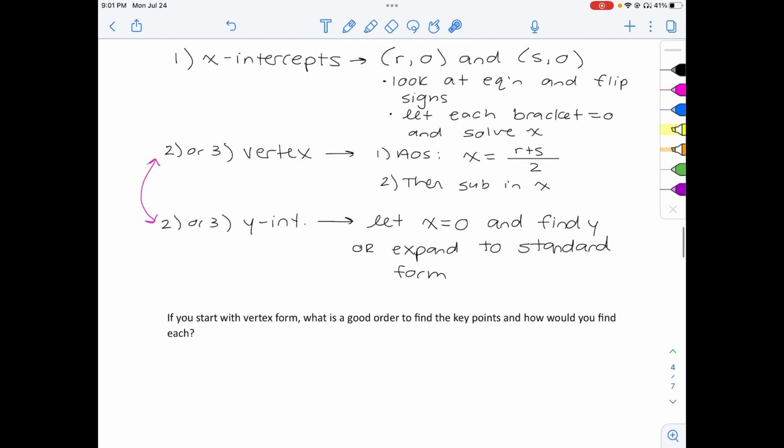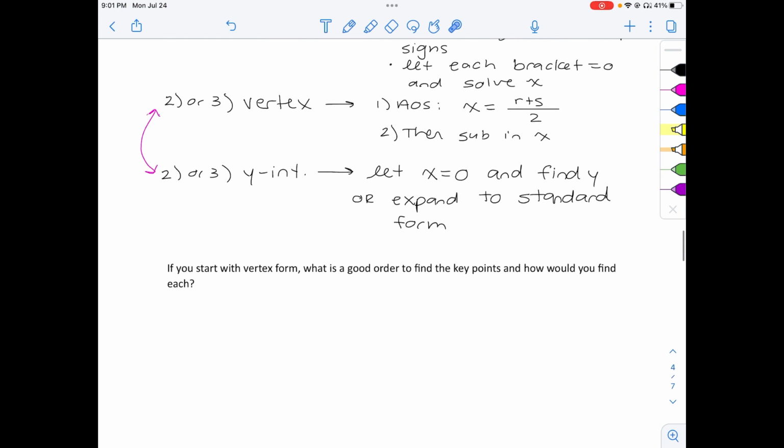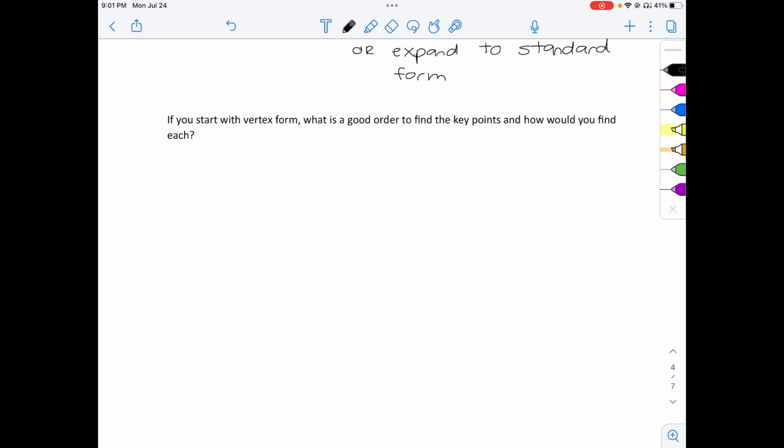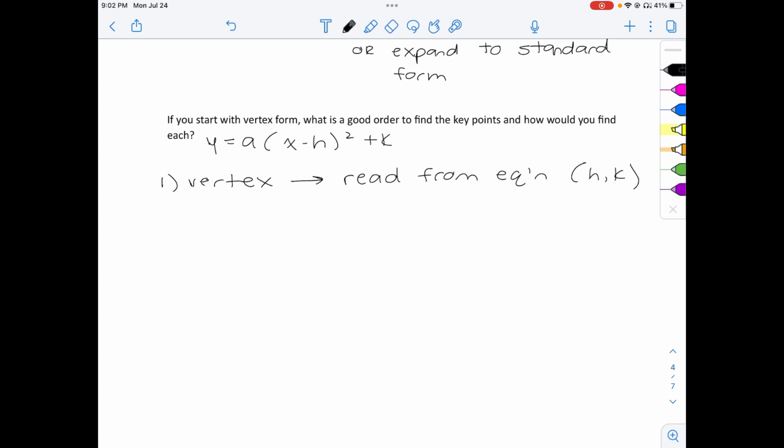Okay, if you start with vertex form of the equation, so y equals a(x minus h) squared plus k, the thing that logically makes the most sense to find is the vertex because it's stated for you in the equation. So you just read it from your equation. We know the vertex is given by (h, k), so you remember your x flips the sign here, and then k just stays the same.